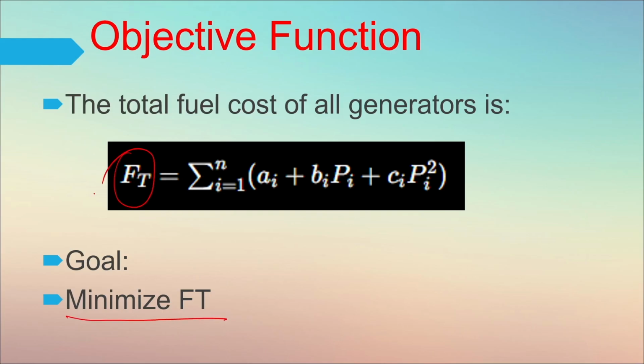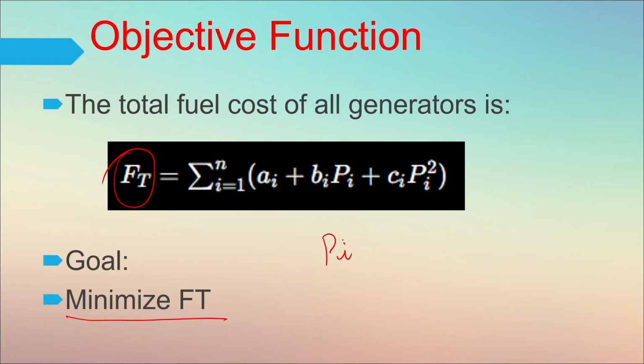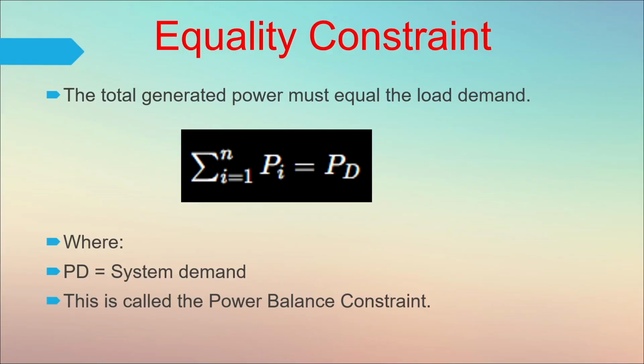So, what is this Ft? This is the total fuel cost of all the generators. Here Pi is the generating unit, and i equals 1 to n. Here n is taken as 3, so we have P1, P2 and P3. Accordingly the expansion of this formula comes: A1 plus B1 P1, and like that the expansion goes. So, the constraint. What is the equality constraint?